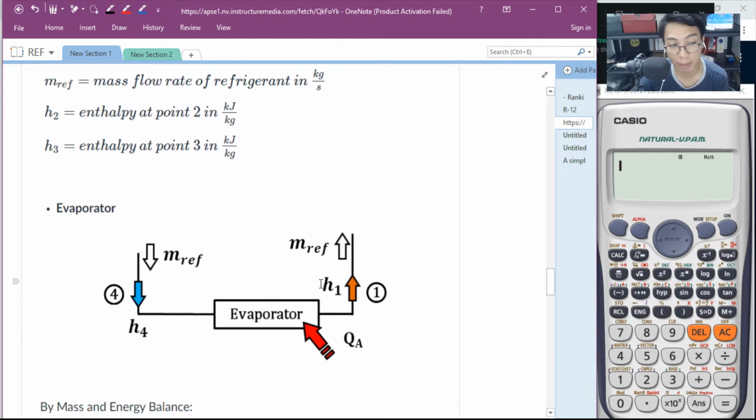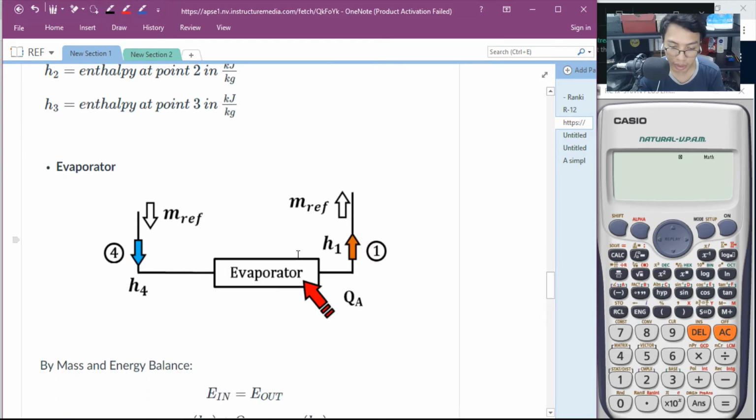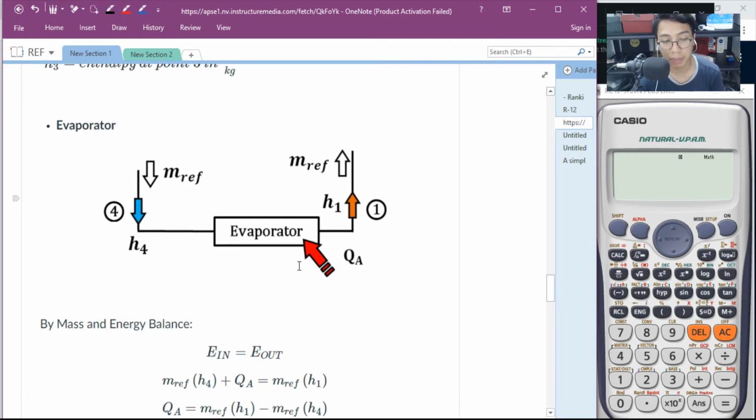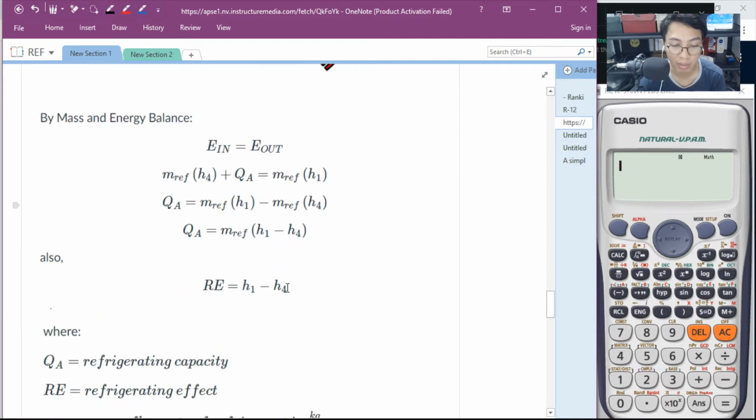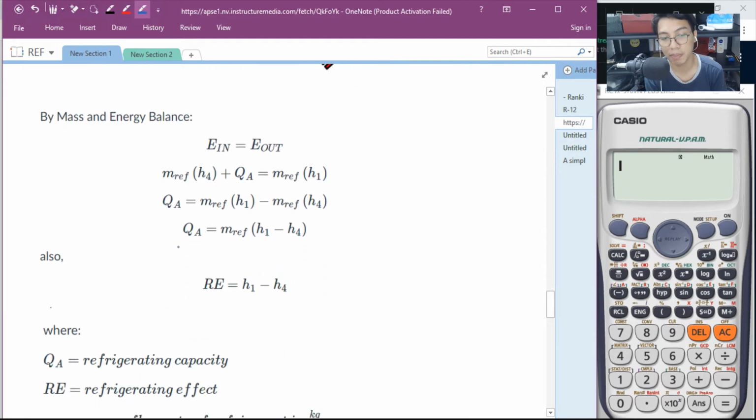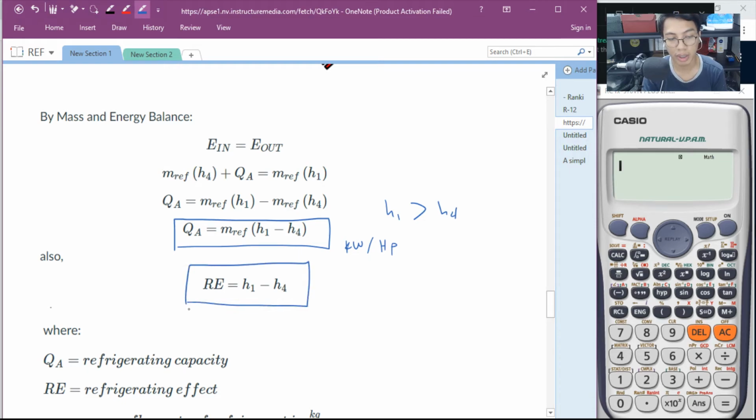Now, going to your evaporator. At your evaporator, heat is absorbed. And then, by mass and energy balance, ilan ang pumasok, ilan lumabas. So, dalawang pumasok, isang lumabas. Now, QA will be mref H1 minus H4, where H1 is always greater than H4. Okay, ang unit ito is in kilowatt or in HP. Ang unit naman ng RE, ano ba yung RE? That is the refrigerating effect. This is in kilojoule per second or BTU per pound.